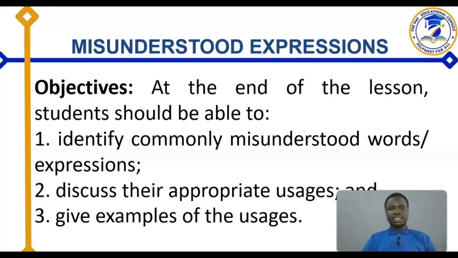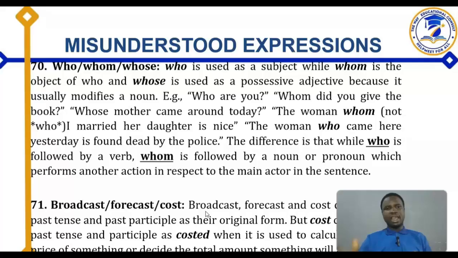And we want to continue with our discussion on misunderstood or misconstrued expressions in English. We've been taking many of these rules, and in the last class we ended with Rule 69. We want to give more in this class, and even in the subsequent class, we'll still give more, as many as we could cover within the context of these classes. Make sure you identify those expressions, discuss the appropriate usages, and give examples of their usages so that you get acquainted or familiar with them.